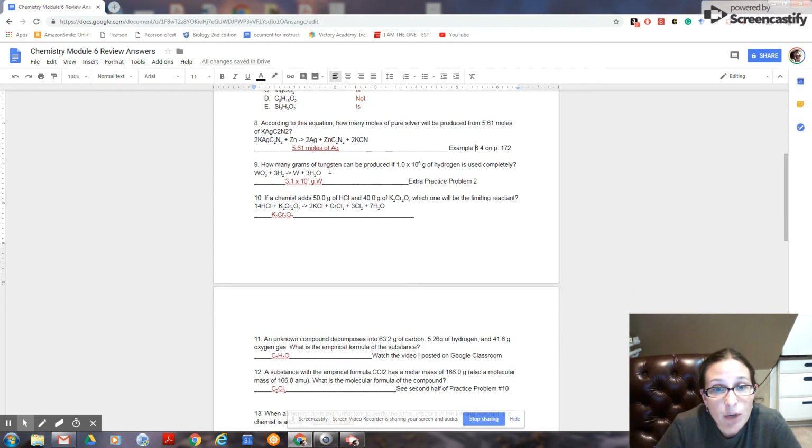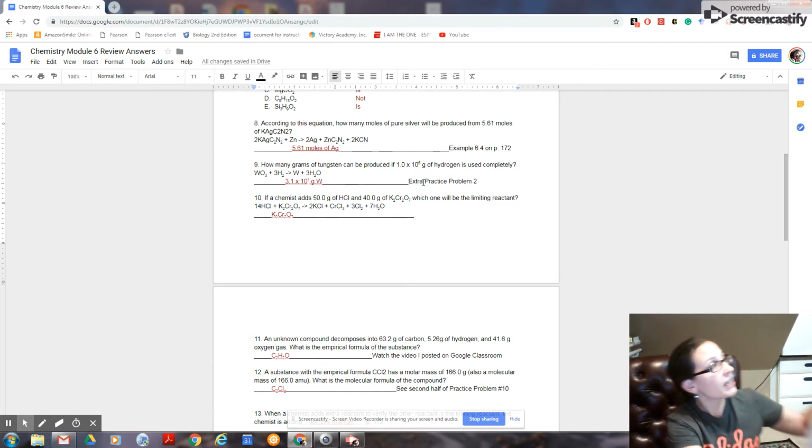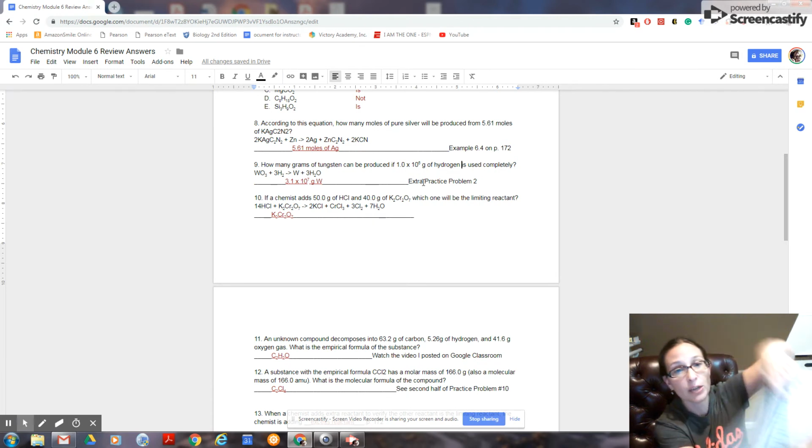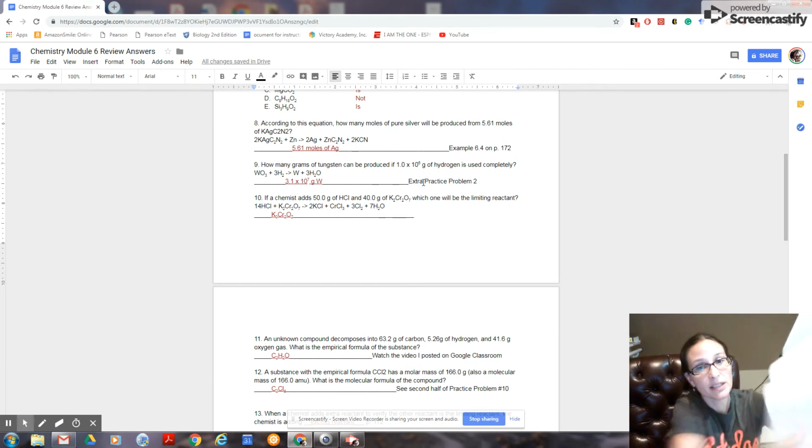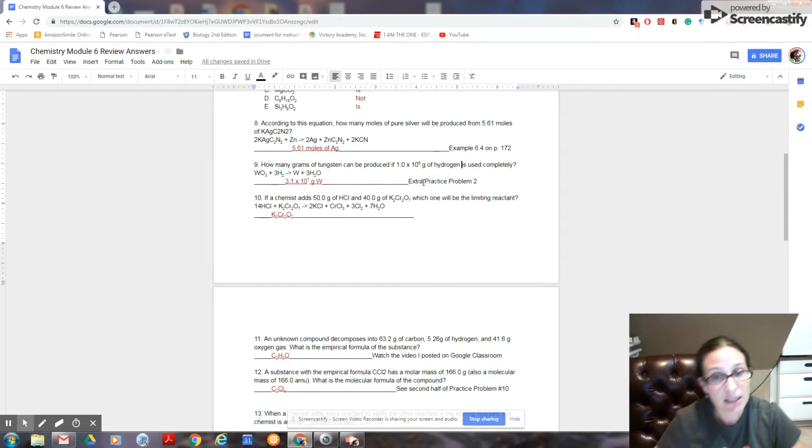Number 9, how many grams of tungsten can be produced if 1.0 times 10 to the 6 grams of hydrogen is used completely? And for that one, we have extra practice problem 2, and that is on page 98 in the teacher manual. What they have you do is they take that 1.0 times 10 to the 6 grams of hydrogen, and then it goes from grams to moles. So remember how we calculate AMU, and since it's hydrogen, it's a H2, so we're not going to take just the 1.01, we're going to take 2.02.